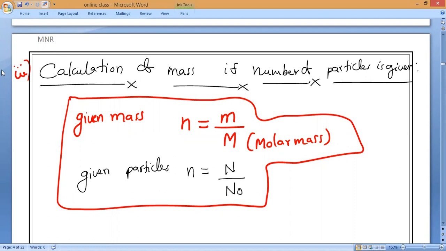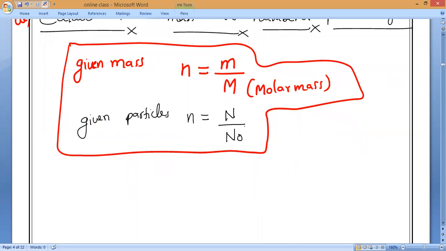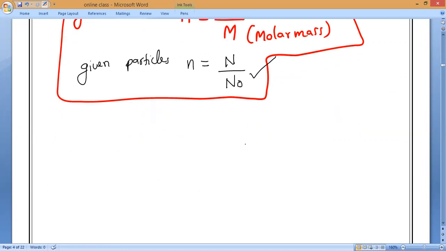Now, observe very carefully. Read the heading, what they are saying. They are asking calculation of mass if number of particles is given. Is it yes or no, guys? Yes. That is what you have to observe. They are asking for the mass when the number of particles is given. So particles is given means what is the formula? We know that n is equal to N divided by Avogadro number. Is it yes or no, guys? So you can write it first.